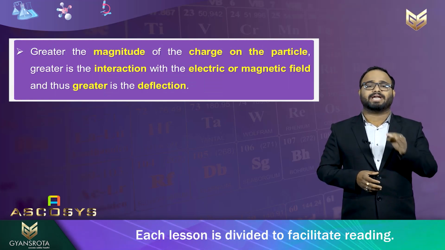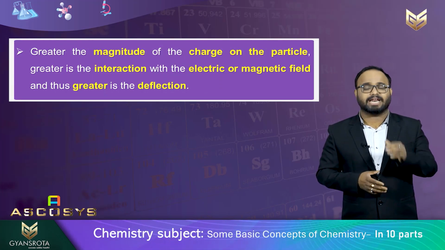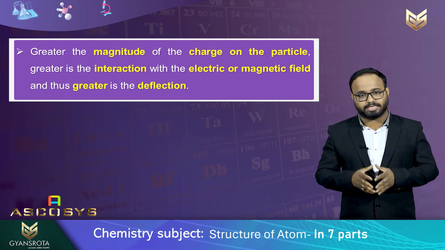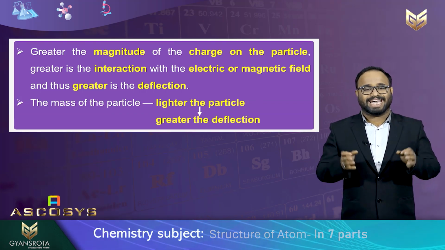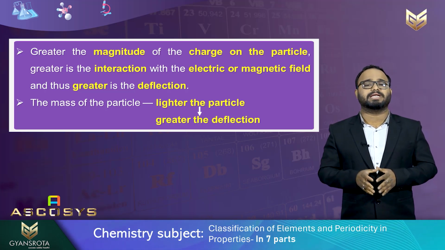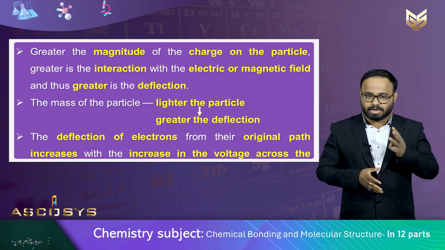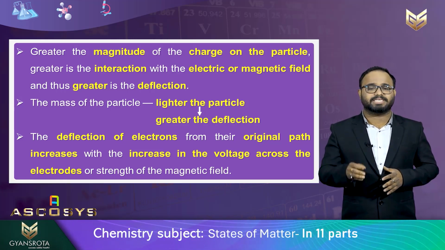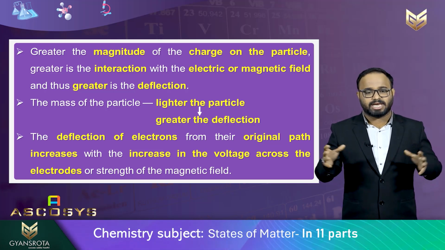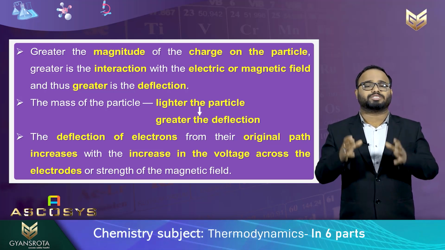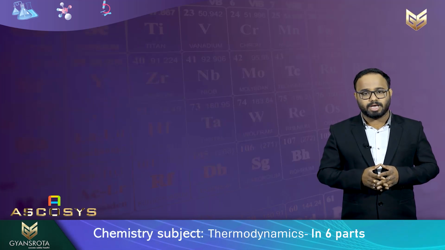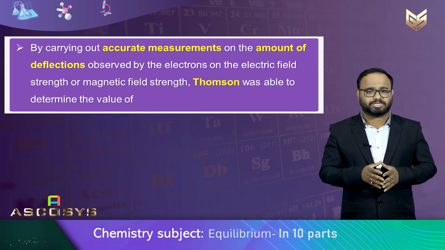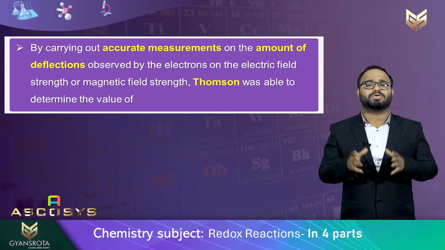Number 1, the greater the magnitude of the charge, the greater is the interaction with the electric or magnetic field, and as a result the greater is the deflection. Number 2, the mass of the particle: the lighter the particle, the greater the deflection. Number 3, the deflection of electrons from their original path increases with the increase in voltage across the electrodes or the strength of the magnetic field.